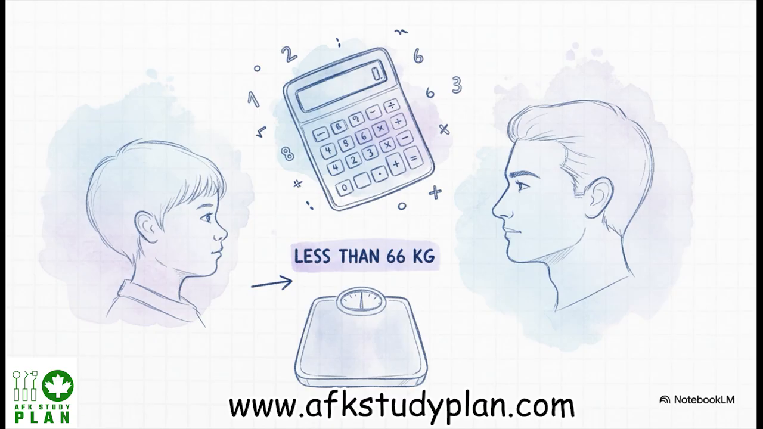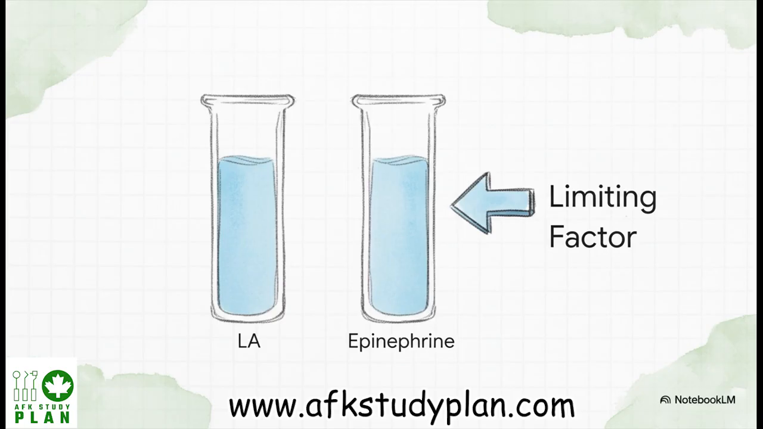Okay, deep breath, because this is the one time where you actually have to do the math. This rule applies to all pediatric patients and any adult who weighs less than that 66 kilogram threshold. So for these patients, you can't use the absolute max dose because their body weight is the limiting factor. So you have to do 2 quick calculations. First, their maximum dose of the anesthetic based on their weight, and second, their maximum dose of the epinephrine. Whichever of those 2 numbers is smaller, that's your true limit, and that's your correct answer.